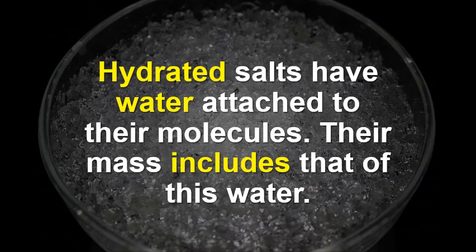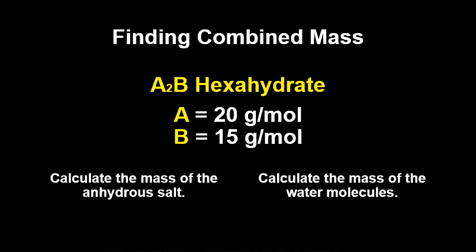Because the water is actually built into their molecular structure, its mass has to be included when calculating the mass of the salt overall. So say that you were asked to find the mass of the hypothetical A2B hexahydrate. The first step would be to calculate the mass of the anhydrous or unhydrated salt, and then the second step would be to calculate the mass of the water molecules.